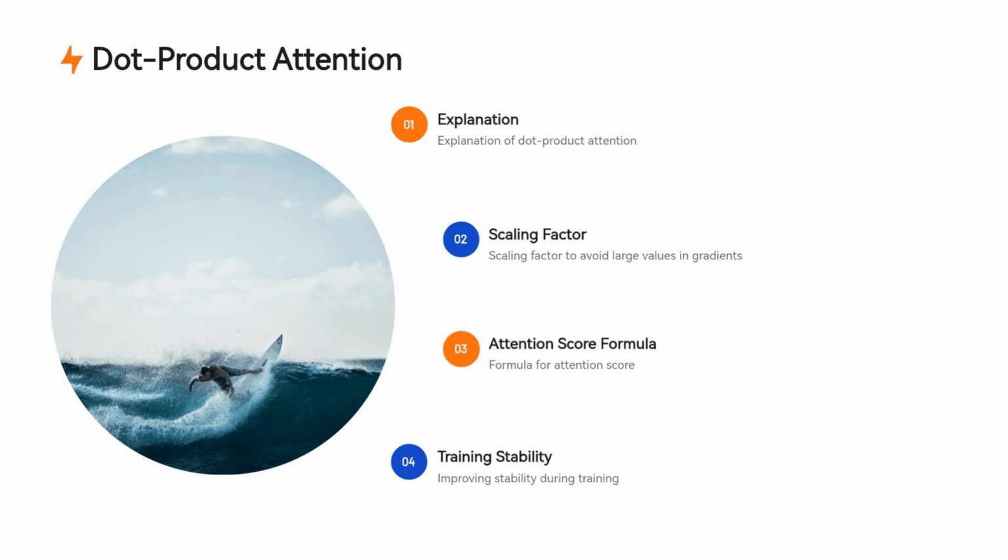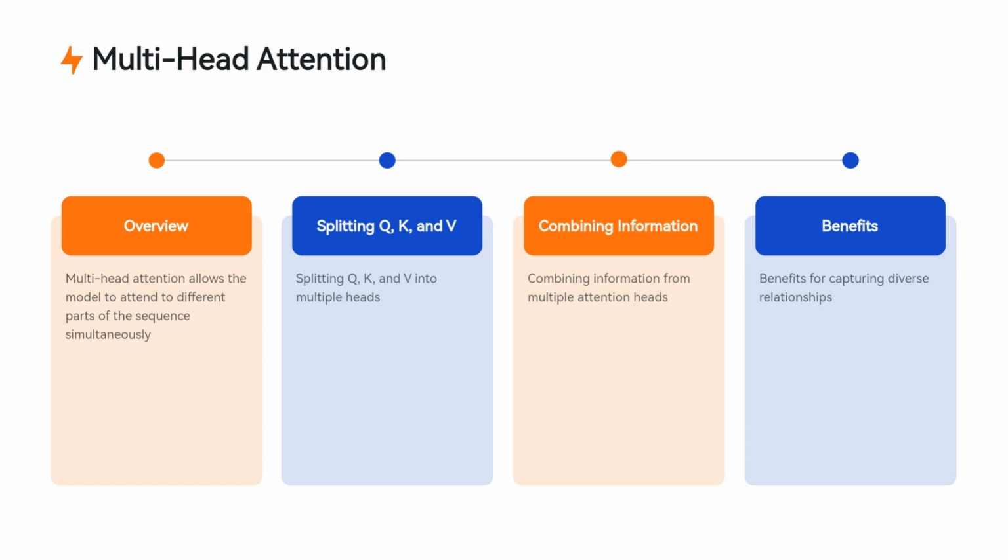input sequence. Multi-head attention is a key feature of transformers that allows the model to learn multiple aspects of the relationships between words in parallel. Instead of using a single attention mechanism, multi-head attention splits the query, Q, key K, and value, V, matrices into multiple smaller heads, each learning a different attention function. Each head performs the attention operation independently, capturing different parts of the sequence's information. The results from all heads are then concatenated and passed through a linear layer to form the final output.